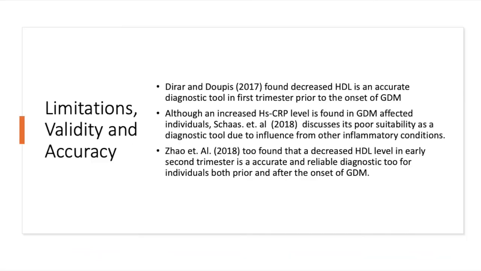In an effort towards assessing the limitations, validity, and accuracy within our chosen paper, a variety of other papers researching and reviewing the diagnostic criteria and suitability of various biochemical markers was selected and reviewed. From this, a consensus on the great usefulness of both HDL and hs-CRP as diagnostic markers for GDM was discussed. Firstly, Dreyer and Dupis, 2017, state that a decreased level of HDL at the first trimester is predictive of later development of GDM. This greatly correlates with the results found and conclusions drawn from our selected journal, as the significantly decreased level of HDL early in the second trimester functions well as a diagnostic tool for developed GDM.